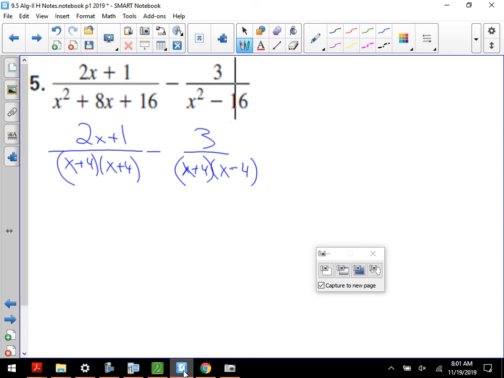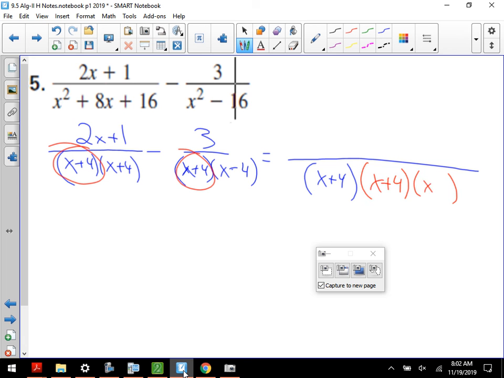Start to write out your denominators. What do they have in common? They have an x plus 4 in common. So what I do is I always circle what they have in common. What's left? Another x plus 4. The fraction on the left has what? It has 2 of the x plus 4. What does it need?